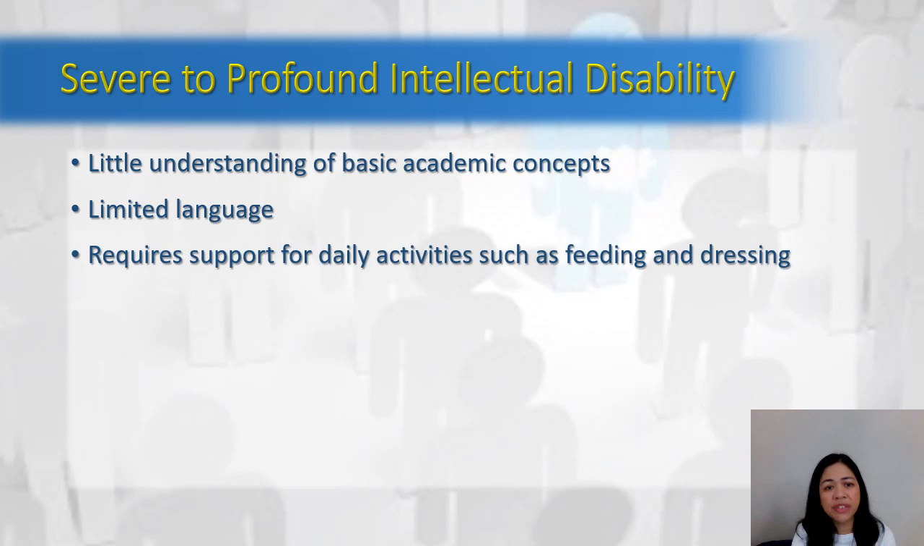When we talk of severe to profound intellectual disability, there's little understanding of the basic academic concepts. They have limited language and they require support for daily activities such as feeding and dressing. So Chess's case appears to belong to either a mild or moderate intellectual disability.